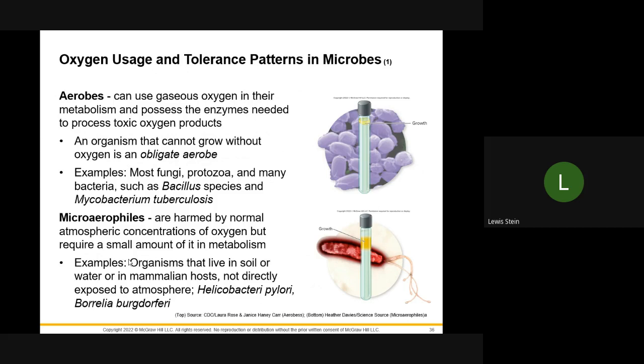we have an 80-20 planet. 2 to 10% oxygen. They can only tolerate about as much as half the oxygen that we have. So roughly it's 2 to 10%. So they are harmed by normal levels and require only a small amount for metabolism. So there's different ones. These are monstrously important.